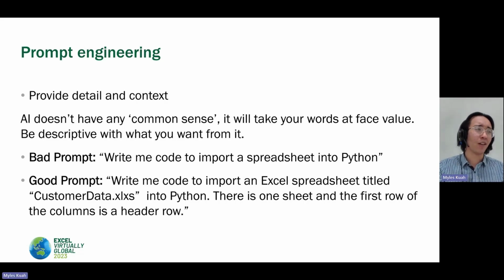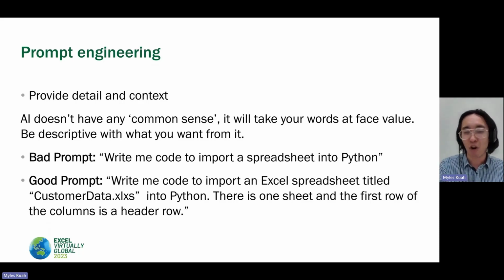So let's talk about how to get the best out of ChatGPT with prompt engineering. The most important thing, and this whole slide, is providing detail and context. AI doesn't have any common sense. It can't read between the lines. It will just take your words at face value. So you need to be descriptive with what you want from it.